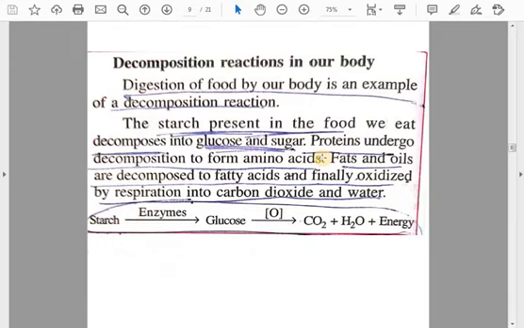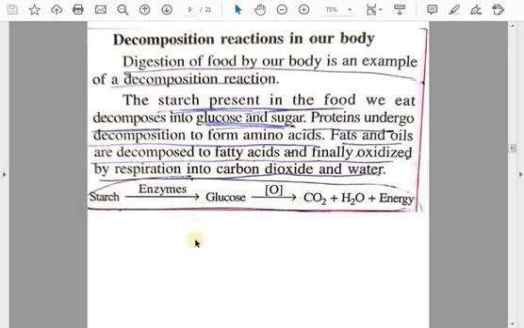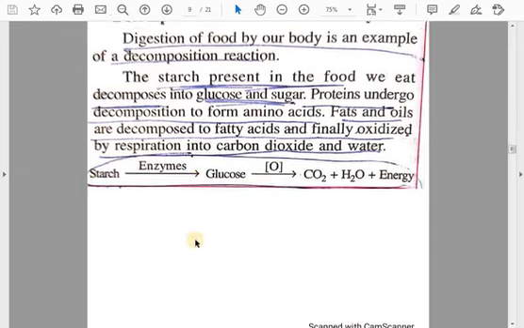Now some decomposition reactions take place in our body, one of which is digestion of food. The starch present in the food turns into glucose by the enzymes. Proteins also undergo decomposition to form amino acids. Fats and oils also decompose to produce fatty acids and are finally oxidized by respiration into carbon dioxide and water and give us energy. So this is an example of decomposition reaction in our body.